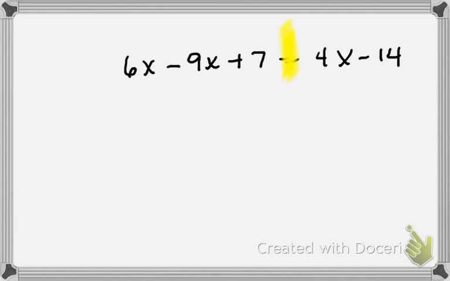Now remember, when we say combine like terms, we're looking for items that have the same x's, or if they're just plain numbers, or if they have an x squared, those types of family members. And if you look, we do have a positive 6x and a minus 9x. So 6x minus 9x, if I subtract those, gives me a negative 3x. Plus 7, I'm just going to bring everything down, 4x minus 14.